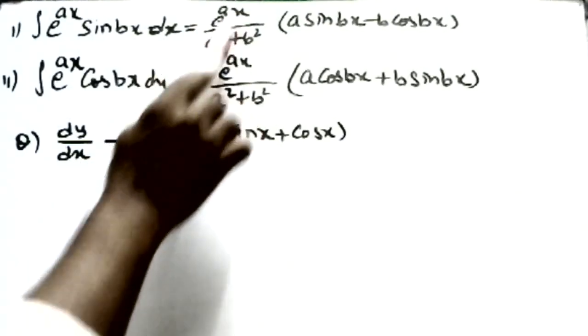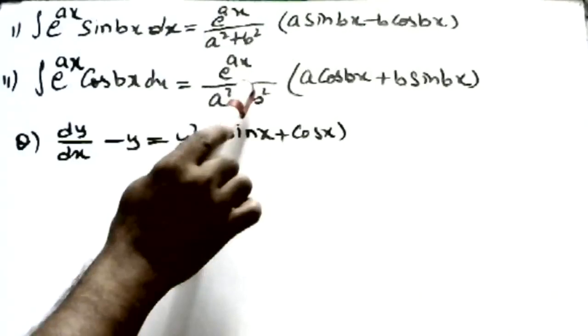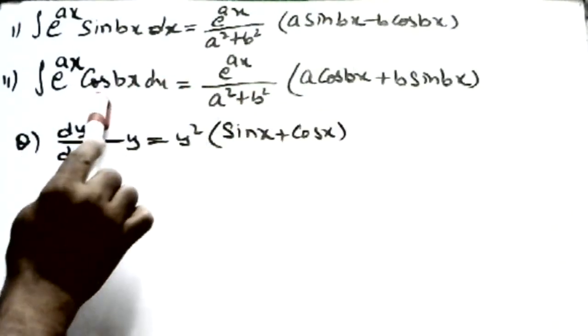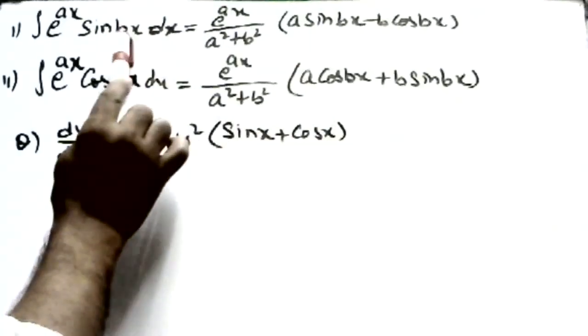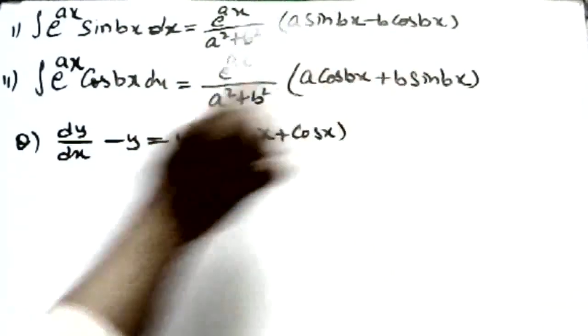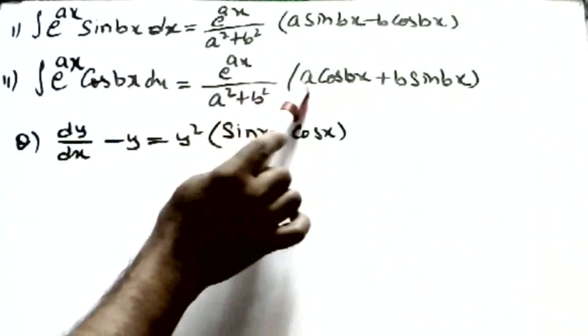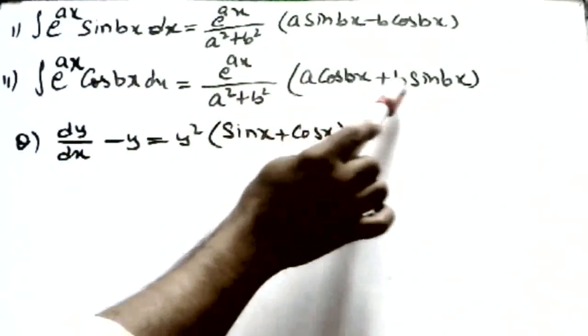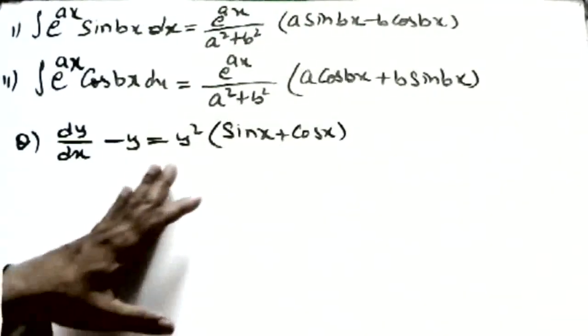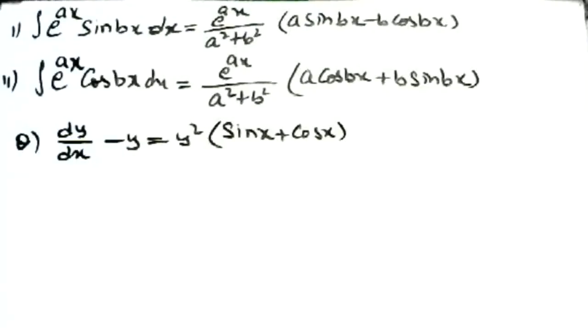How to remember by heart? You see this term is the same in both, e power ax by a square plus b square, same in both. When we have the formula of sine, it will be minus. The formula of cos will be plus. In the formula of sine, we start with a sine bx minus b cos bx. In the formula of cos, we start with a cos bx plus b sine bx. Keep something like this in memory to remember this. Okay. So let me start now.